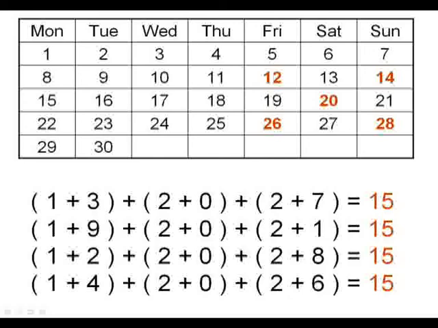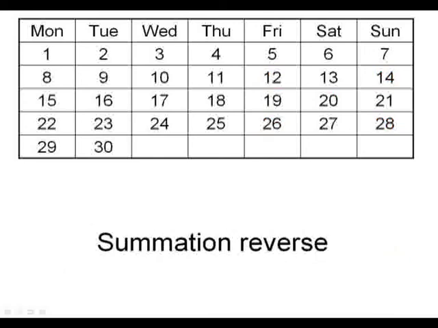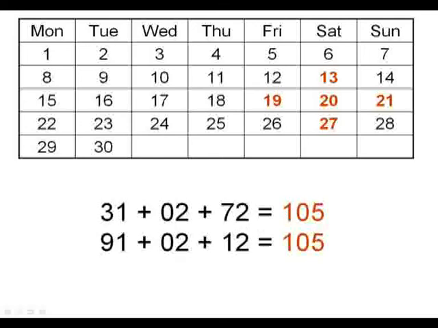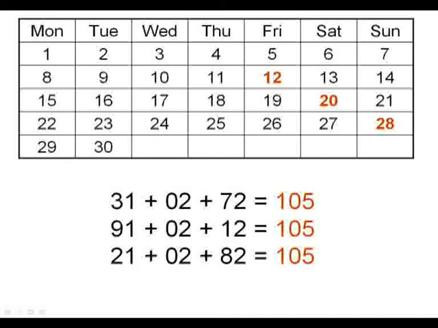In the summation we reverse. 13 would be 31, 20 would be 02, and finally 72 and 27, which give the result 105. In the horizontal we proceed the same way and get 105. 105 in the diagonal, and 105 in the last diagonal.